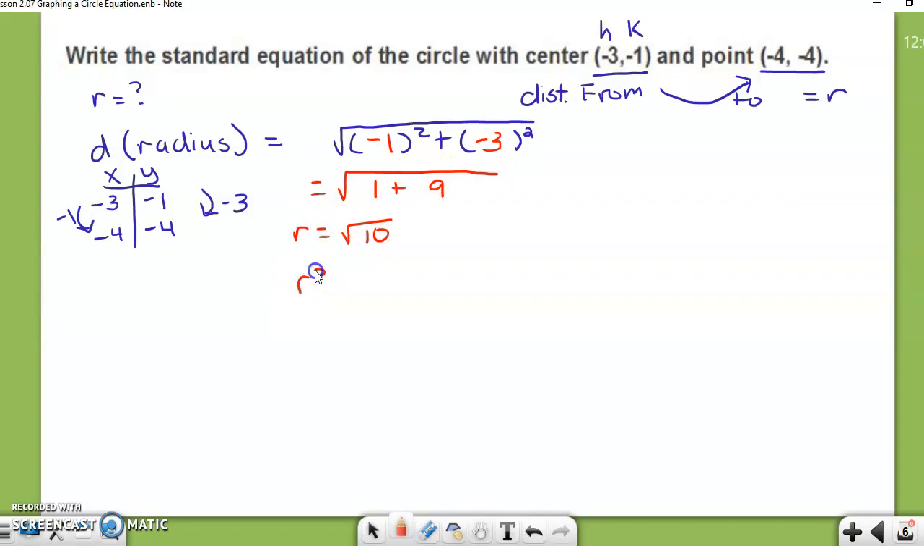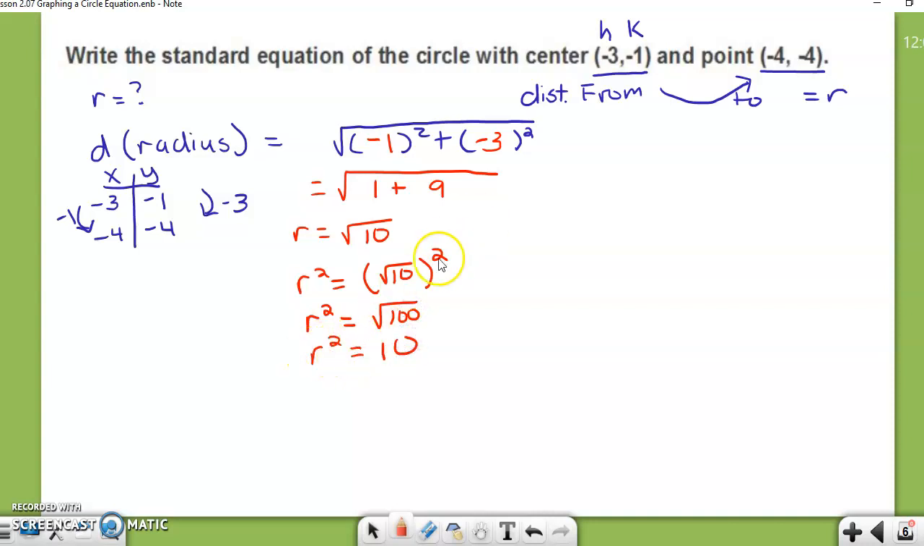Remember, I need to do the radius squared for my equation, so I'm going to take the square root of 10, I'm going to square it. Square root of 10 times the square root of 10 is square root of 100. So r squared equals the square root of 100. So r squared equals 10.